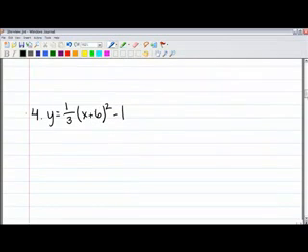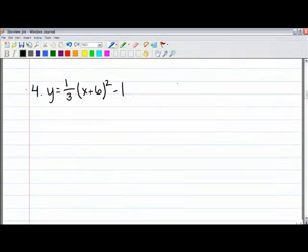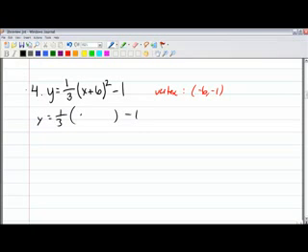Okay, question 4, same set of instructions. If you know what the pattern is, you know the vertex is going to be at (negative 6, negative 1). If you don't know what the pattern is, you're just going to expand this out and put it in standard form. What happens when you square x plus 6? Well, you get x squared plus 12x plus 36.